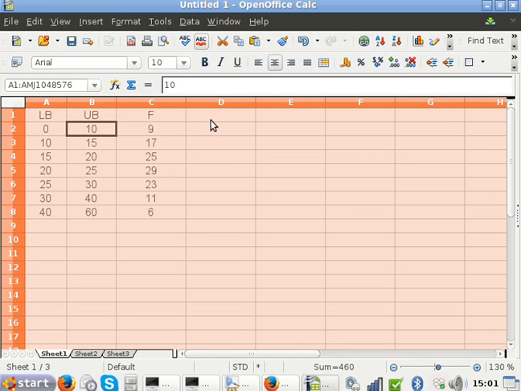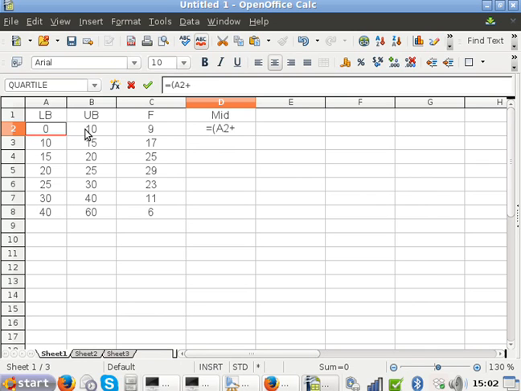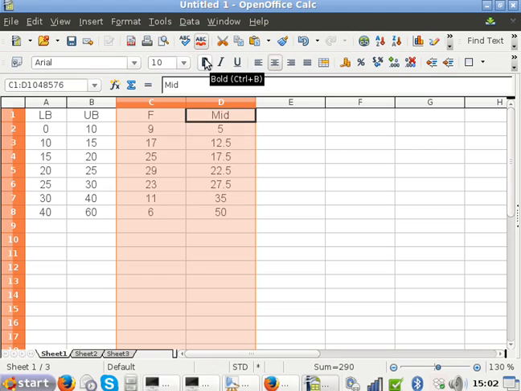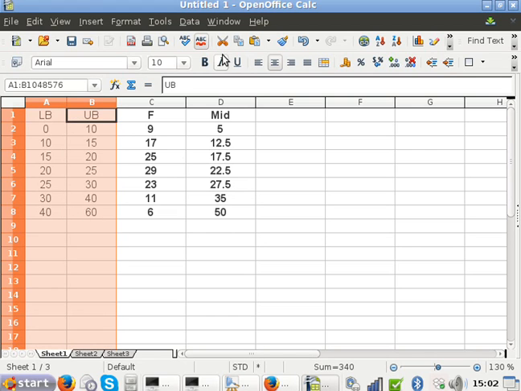I think you said, Lena, we have to use the middle number. So let's calculate the middle number here. What's the middle here? It would be 0 plus 10 divided by 2. So here, 5. And so on. Okay, so this is what you need to do the question. This is your data here that they give you. Well, I suppose they give you the frequency as well.